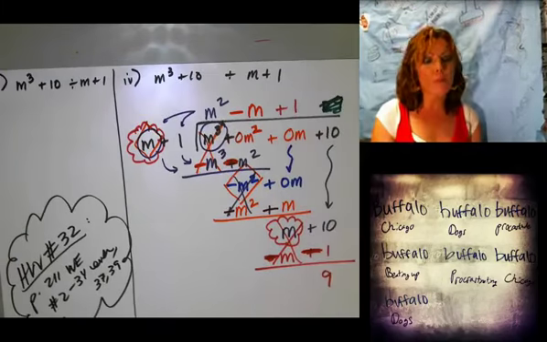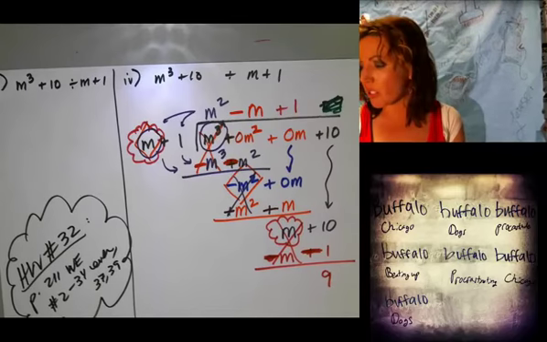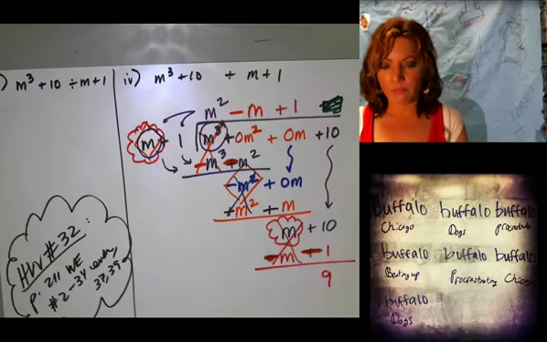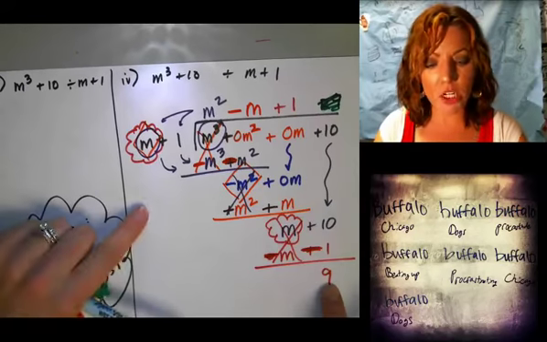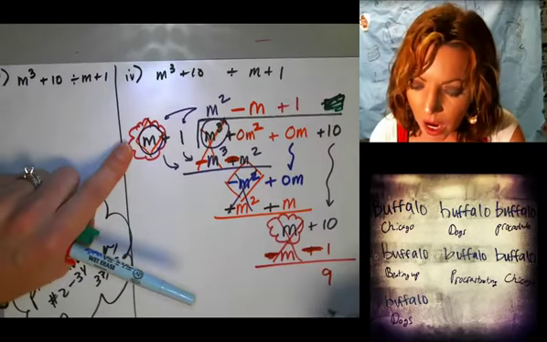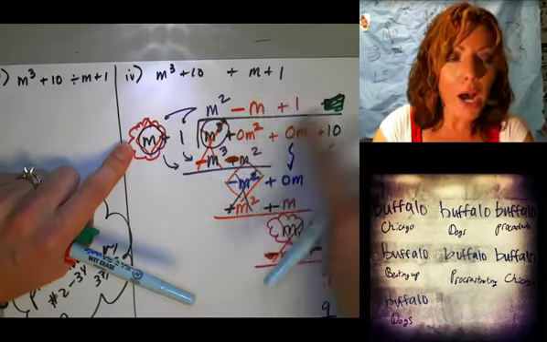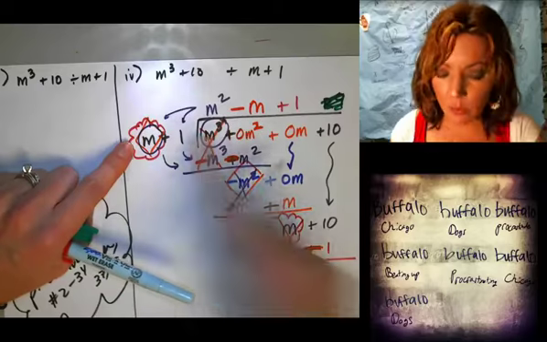Does anybody remember how we would do it with numbers? Go ahead, Jared. We would just put 9 over m plus 1. Excellent. You would take the remainder and put it over the divisor. So 9 over m plus 1. If this is what we got all up here, we have to include this. That's what we got when we divided.